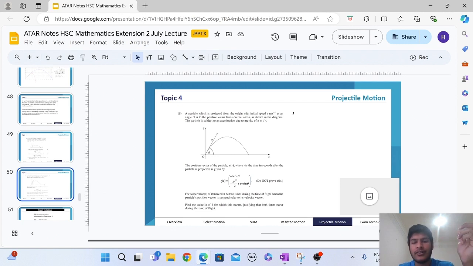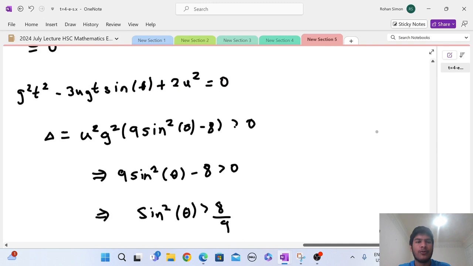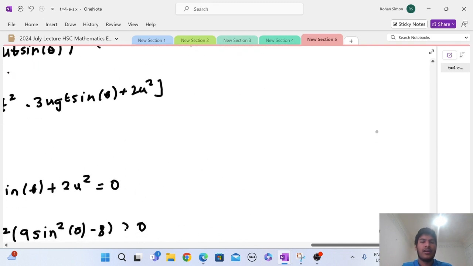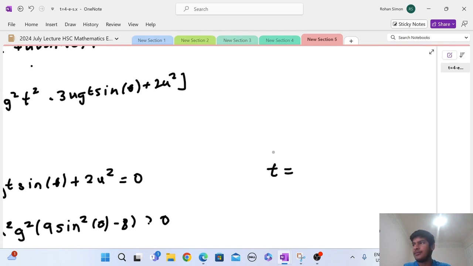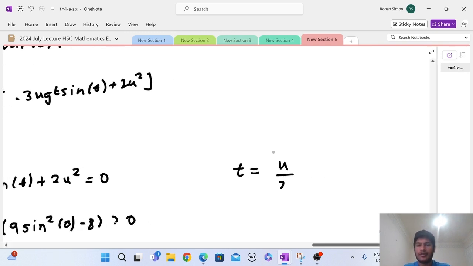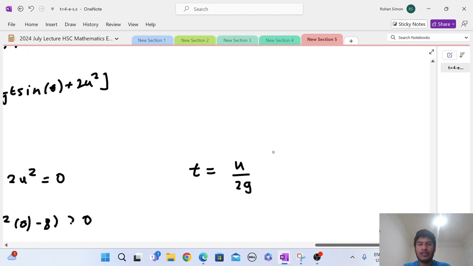Now we ask for the times, justifying that both times occur during this flight. We're not asked for what times they occur, but we're asked to justify that they occur during the time of flight. Now, to do that, we're going to have to solve this quadratic, right? Using the quadratic formula, you can end up with t equals, after some cleanup, so I'm going to skip over those steps, but again, I strongly encourage you to put the actual algebra in as an exercise.